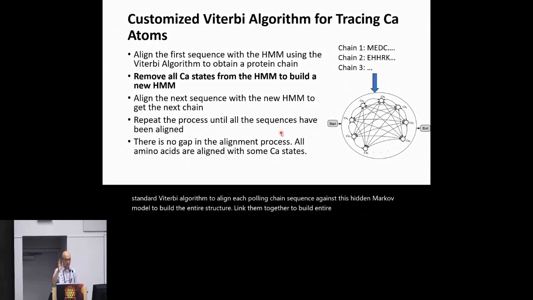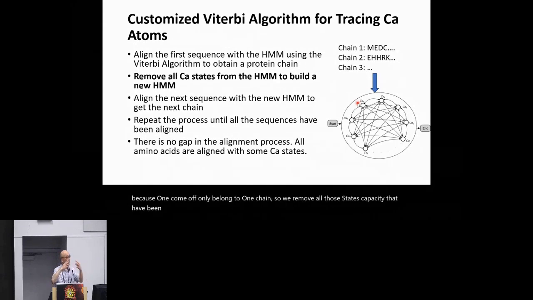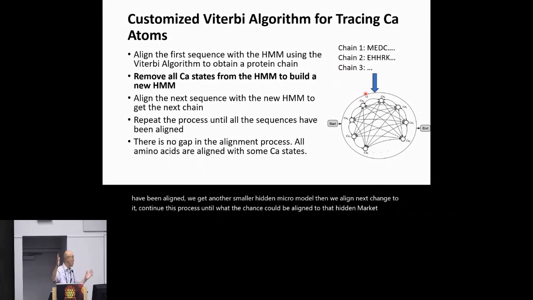It's a customized Viterbi algorithm. Basically, you align the first chain to it, and you build one chain, the first sequence. But because one carbon alpha only belongs to one chain, we remove all those carbon alpha states that have been aligned. We get another smaller hidden Markov model. Then we align the next chain to it, and continue this process until all the chains have been aligned to that hidden Markov model. Now you have built an atomic protein structure.